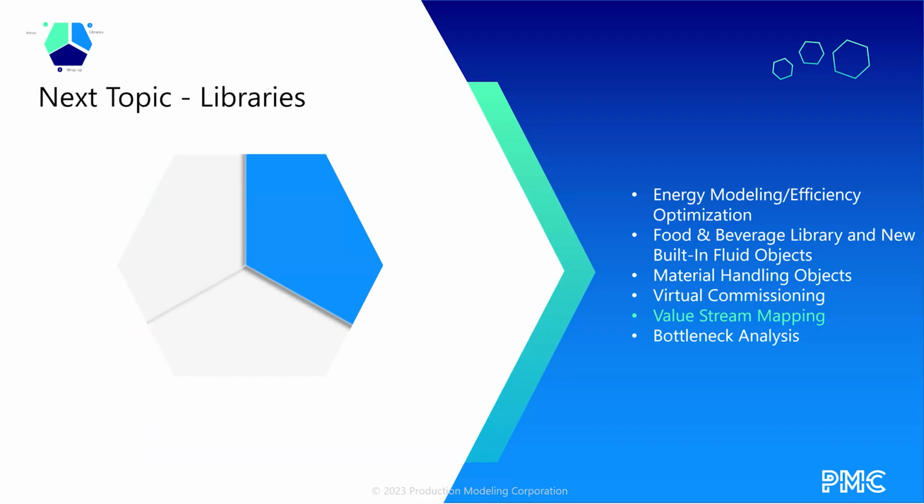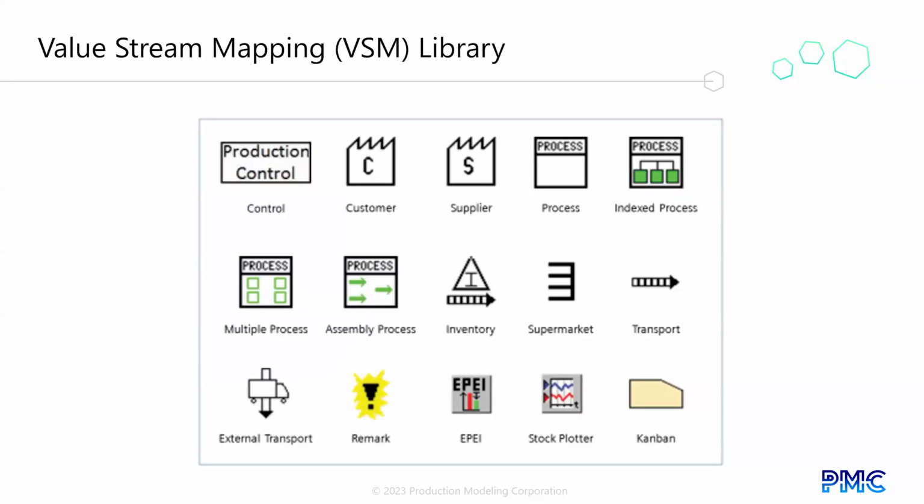Our next topic, the value stream mapping library, lets you build, visualize, and analyze your process in value stream mapping format that displays standard VSM icons. The standard modeling objects in Plant Simulation provide a real-world view of your facility. The value stream mapping library provides several powerful objects like suppliers, customers, inventory, processes, and Kanban buffers that let you model your facility with a value stream map view.